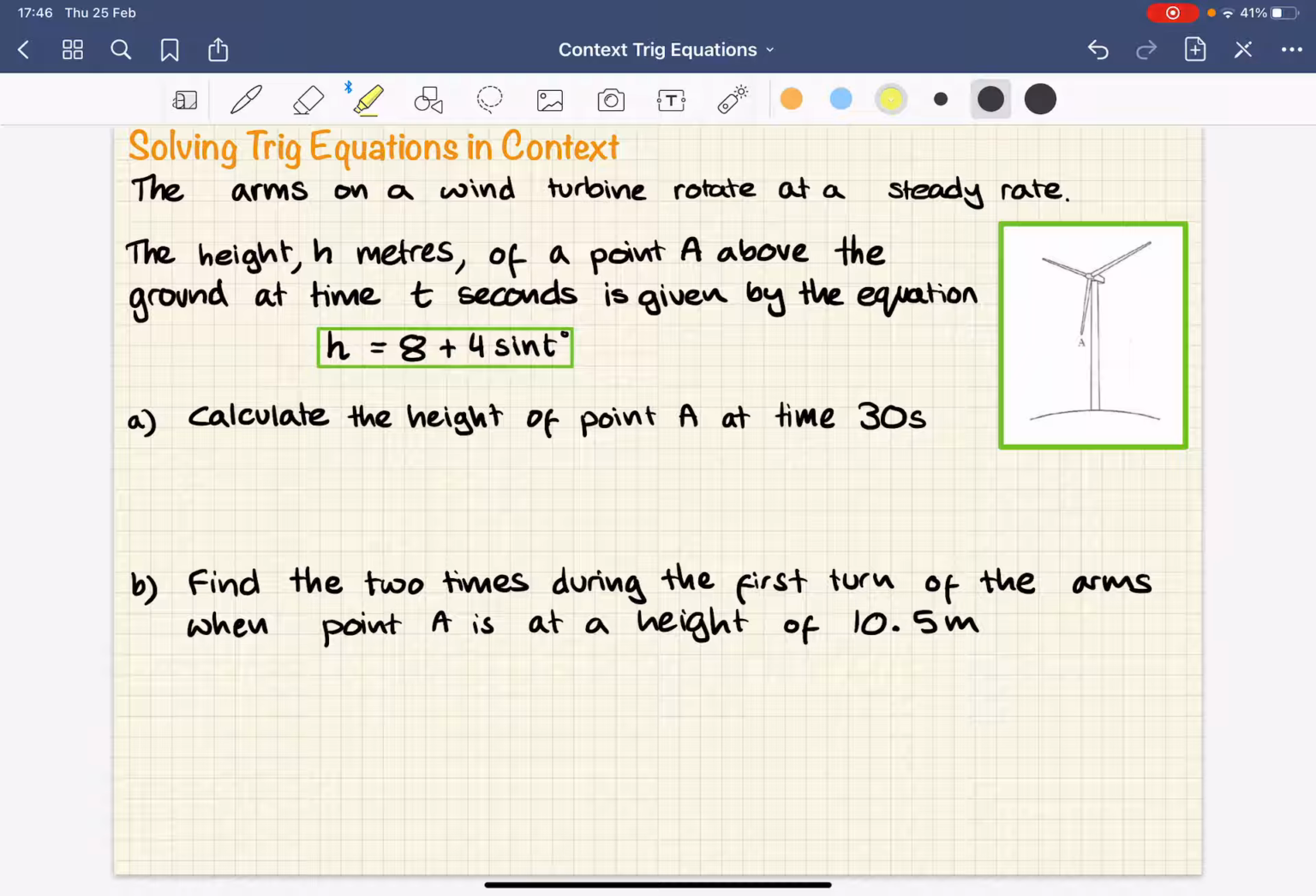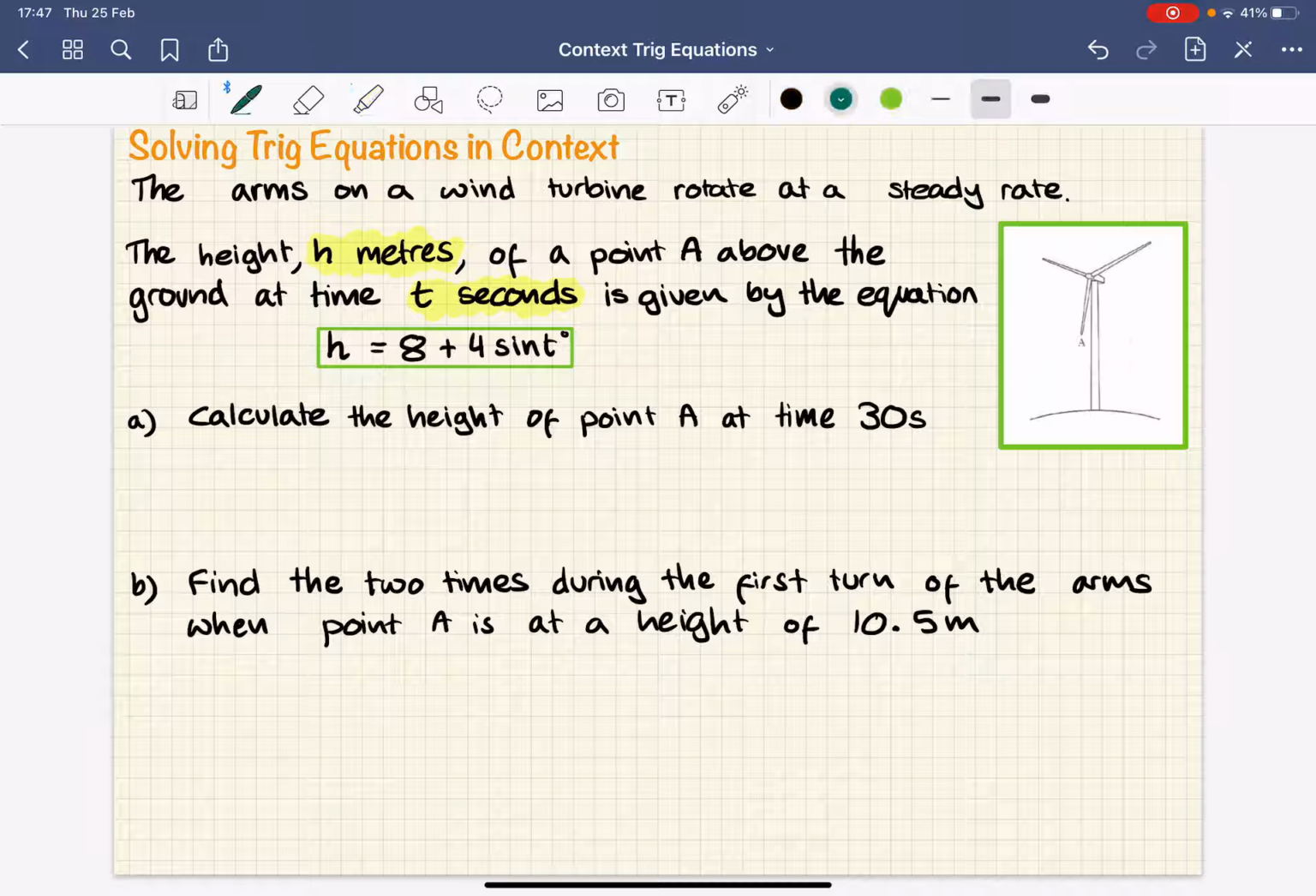So we have the arms on a wind turbine rotate at a steady rate. The height, h meters, and I'm going to highlight that bit there, of a point A above the ground at time t seconds is given by the equation h equals 8 plus 4 sine t. Calculate the height of point A at time 30 seconds.